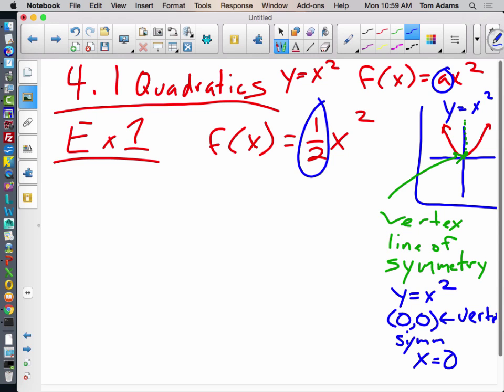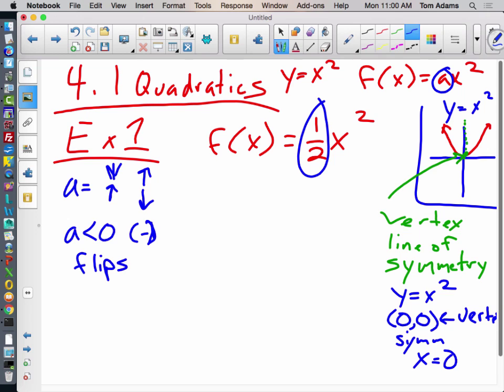If A is negative, then it flips it. So let's write a few things. A, it will either compress it or it will expand it. And if A is less than 0, in other words, it's negative, it flips it.